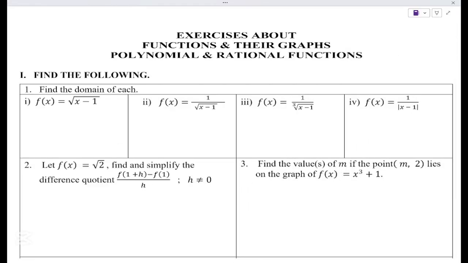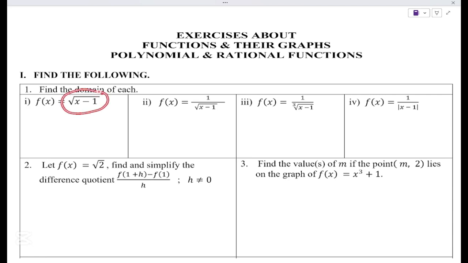In this video, we will explore some more exercises about functions and their graphs, polynomial and rational functions. So for the first part is finding the following. First question is find the domain of each. The first function is f of x equal to square root of x minus 1.